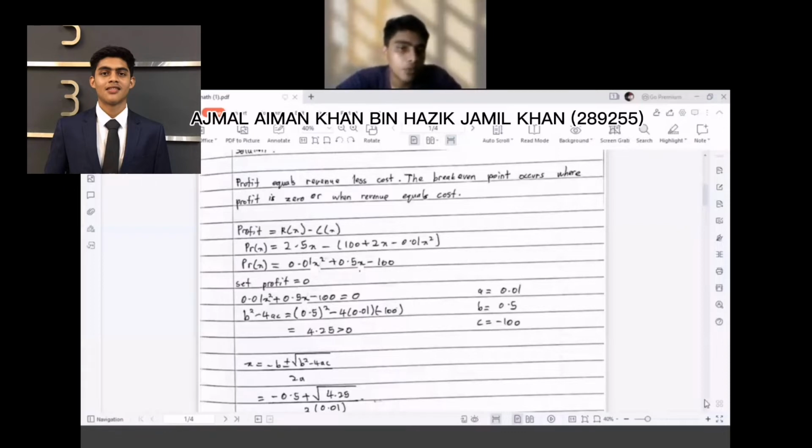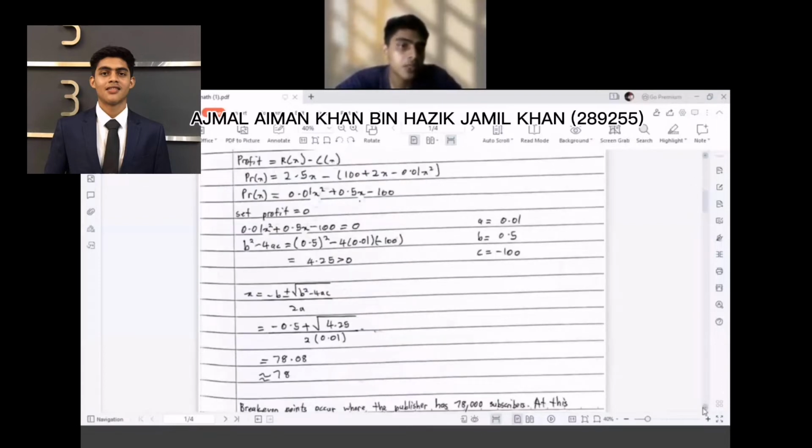Okay. So to get the break-even point, we must set the profit equal to 0. So we take the profit function 0.01x squared plus 0.5x minus 100 is equal to 0. We take the quadratic formula and put the value of a, b and c into the quadratic formula to get the value of x. So first we must check whether it is a positive or negative number. And when we calculate, we get the number to be positive.